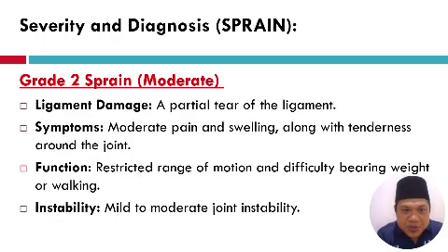For grade 2 sprain or moderate, ligament damage, a partial tear of the ligament. Symptoms, moderate pain and swelling along with tenderness around the joint. Function, restricted range of motion and difficulty bearing weight or walking. Instability, mild to moderate joint instability.